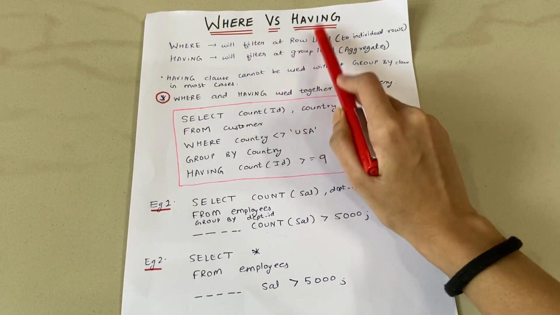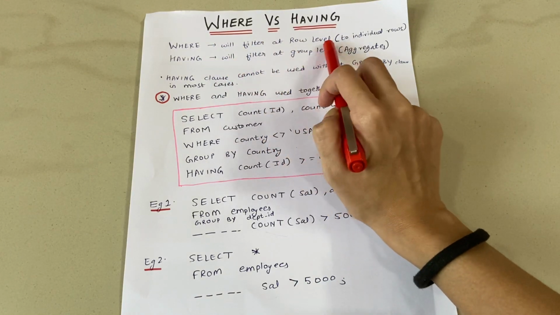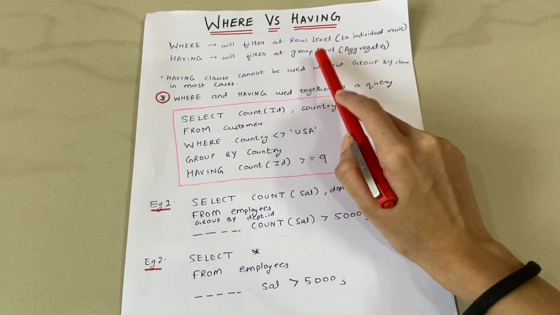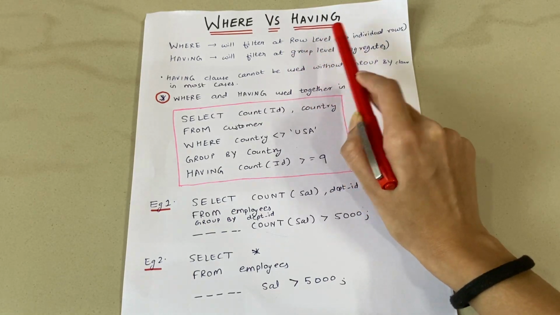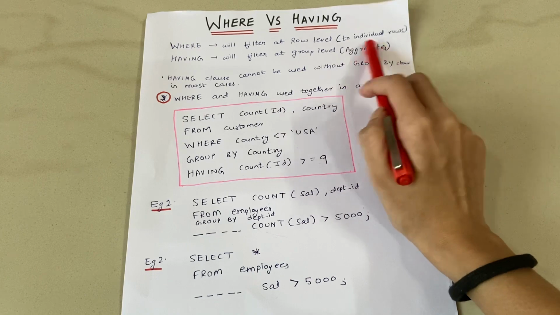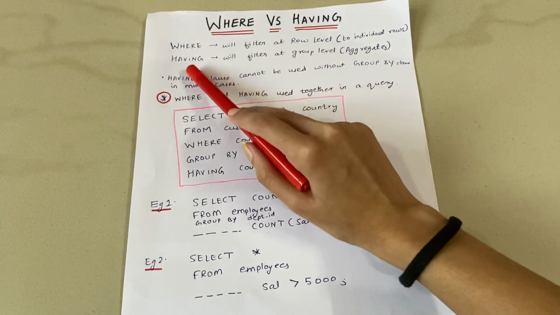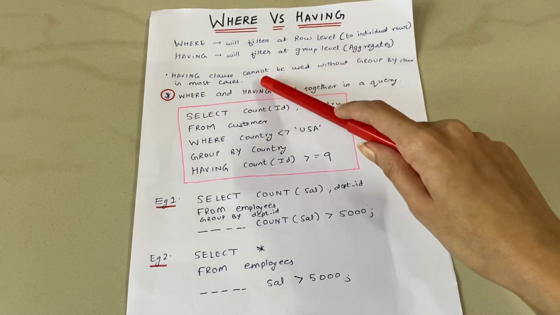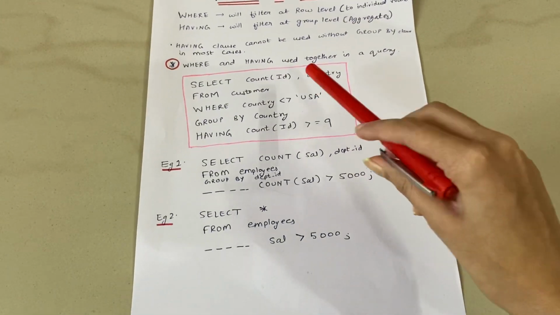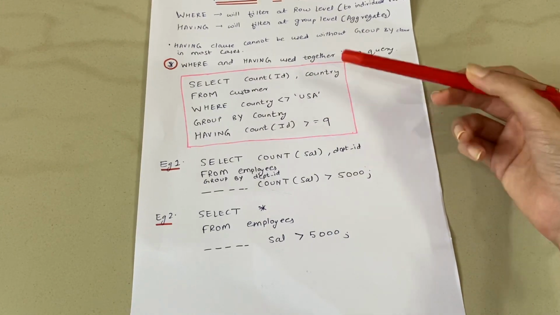So WHERE and HAVING both are used for filtering, but the basic difference between the two is that WHERE is used for filtering at row level and HAVING is used for filtering at group level. What this means is, row level means individual rows, and group level means whenever aggregate functions are involved, whenever we are grouping the data and then we want to filter, then we use HAVING. So HAVING clause cannot be used without GROUP BY clause in most cases, so just remember it. And we'll see one example where WHERE and HAVING are used together in a query, so this will clear your doubts.